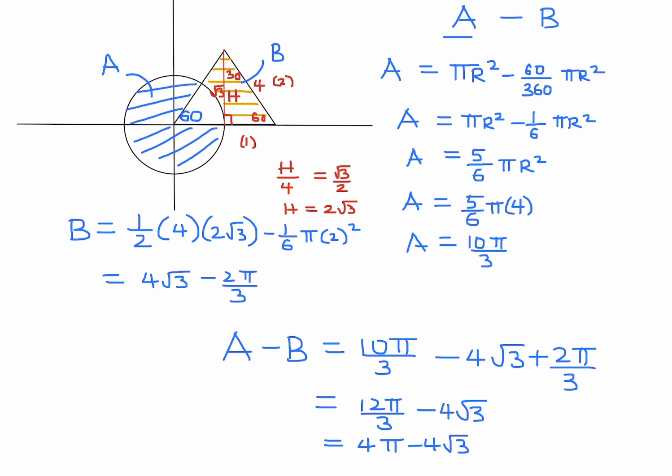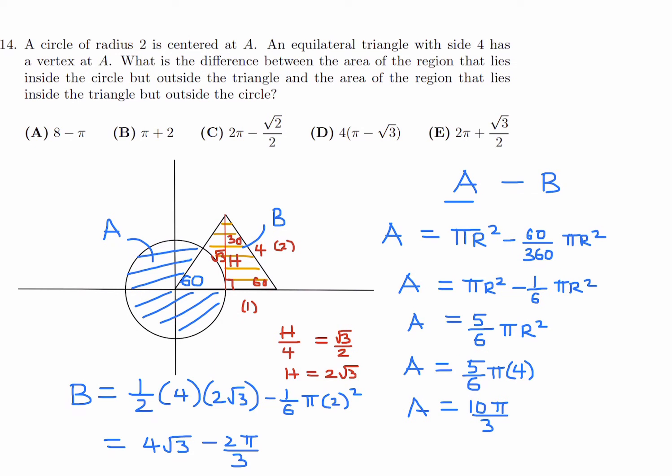4 pi minus 4 root 3 is this one. They just factored out a 4 for some reason. I don't know why. Number 14, therefore, is D.